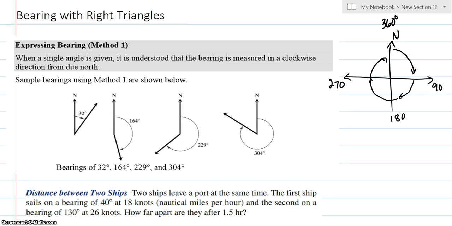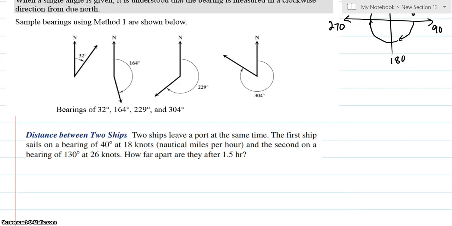It's a rate that is used commonly in the seafarer's world. And there is a second ship on a bearing of 130 degrees at 26 knots. And the question is how far apart are they after 1.5 hours? So the first thing we need to do is sketch a graph to visualize this.